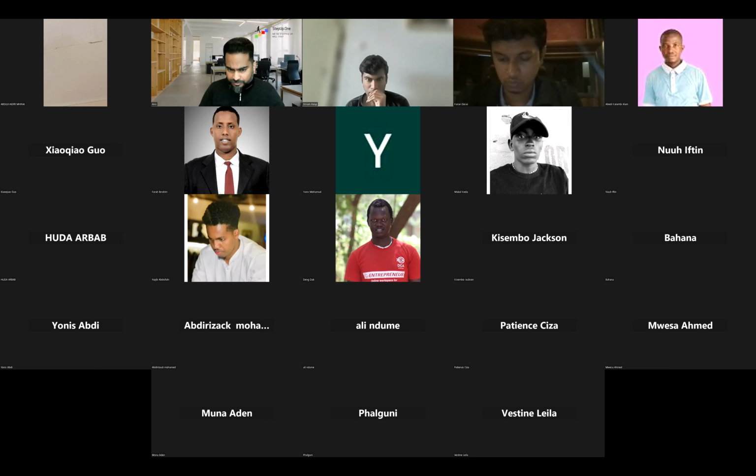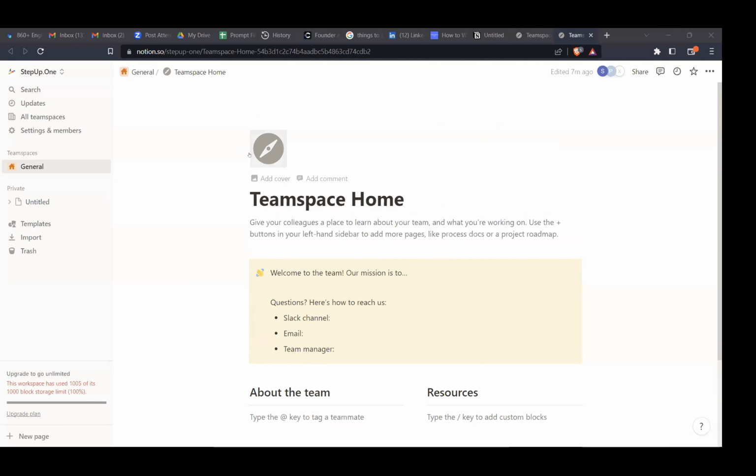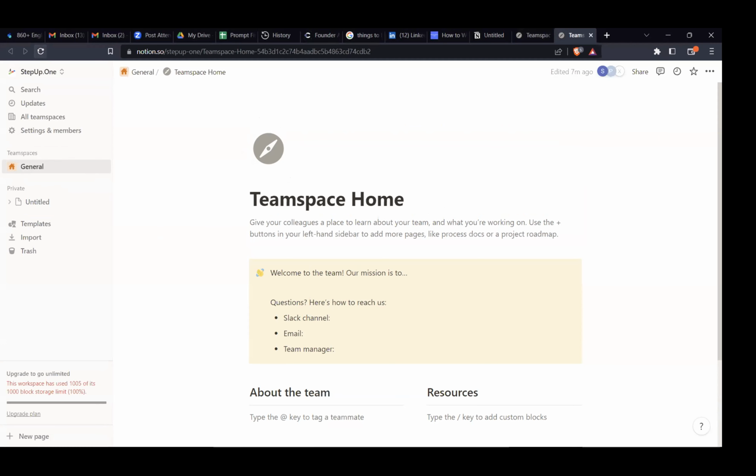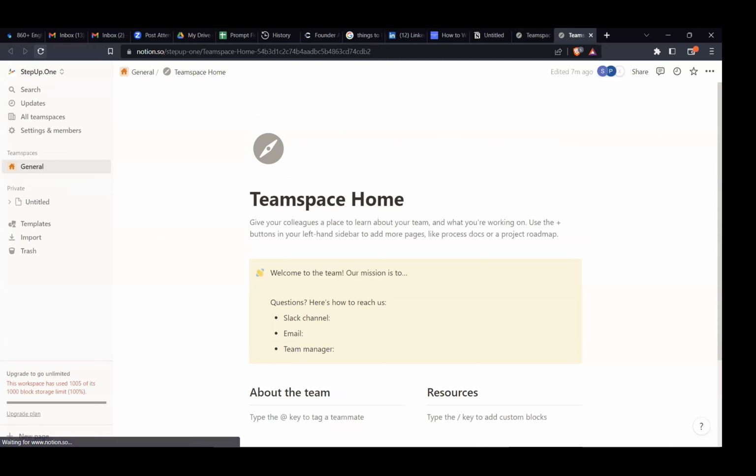I can access the team space home page from the step up one. Okay, let me do one thing. Yeah, this is the page it's landing on. Yeah, same for me. Okay, now try it again. Just refresh it, guys. Just refresh it. It's the same thing. Okay. Just give me 1 second.